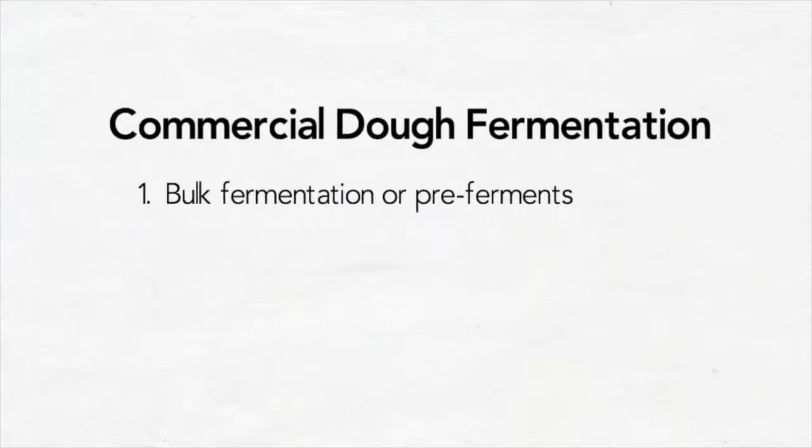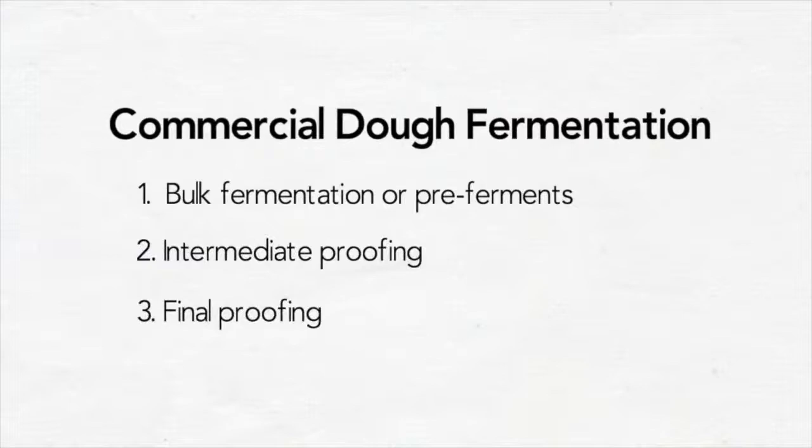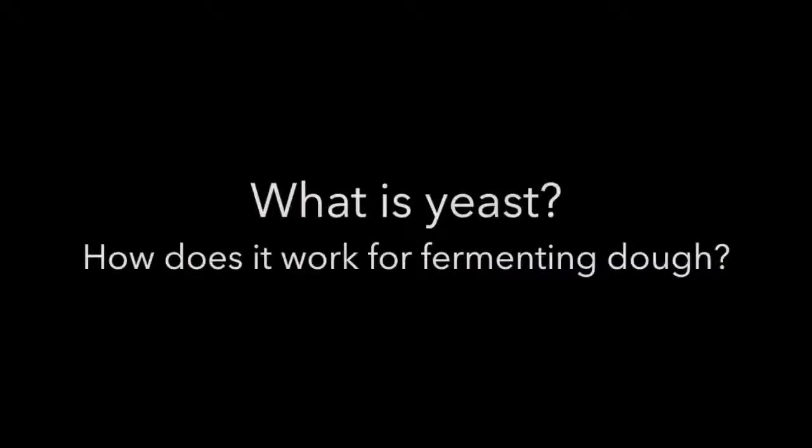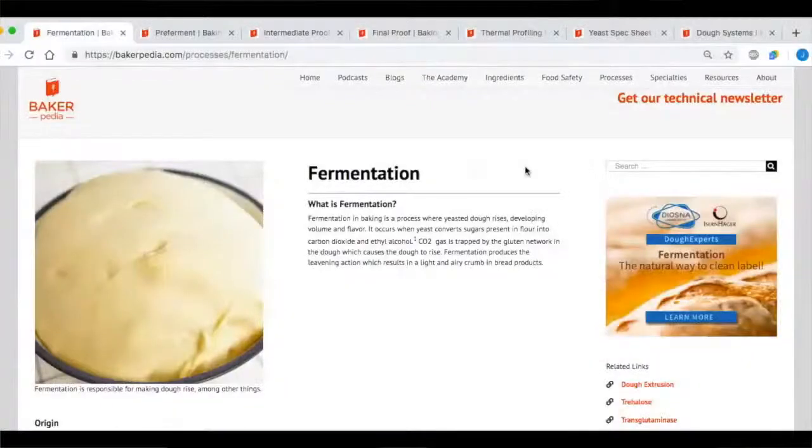Commercial dough fermentation may include bulk fermentation or preferments, intermediate proofing, final proofing, and oven spring. Each stage, except for preferments, is a time where dough is allowed to sit, ranging from 15 minutes to 5 hours. Go to our fermentation page to find out more about this.